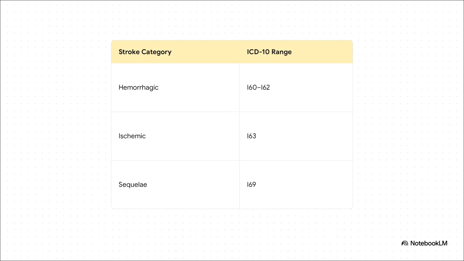And this brings us to the stark differences in stroke coding. Hemorrhagic strokes, those are active bleeds, fall into the I60 to I62 range. Ischemic strokes, which are caused by blockages, are I63. But here's the real trick. If a patient is being seen for the late effects or residuals of a past stroke, you must use the sequelae category, I69. Differentiating between an active stroke right now and a historical one changes the whole shebang.